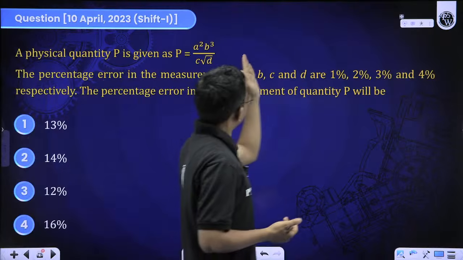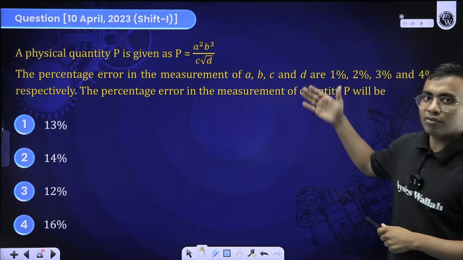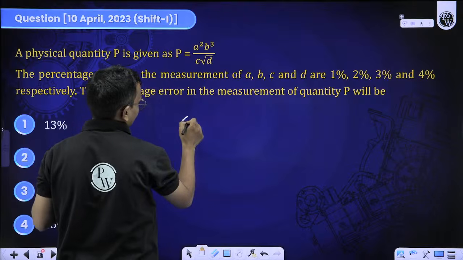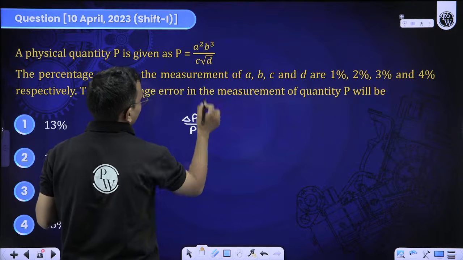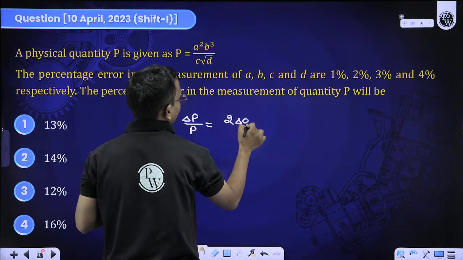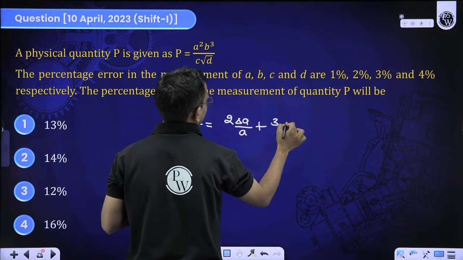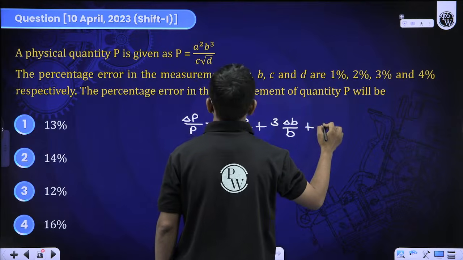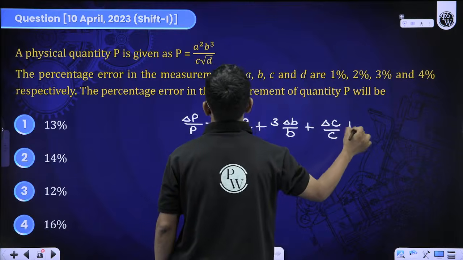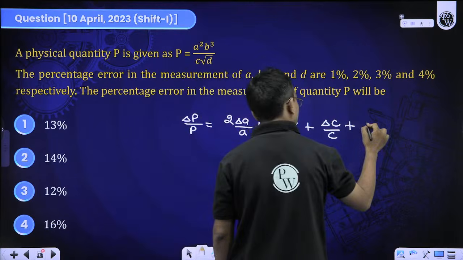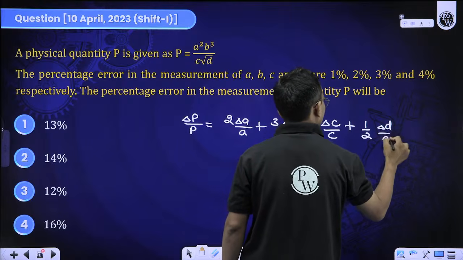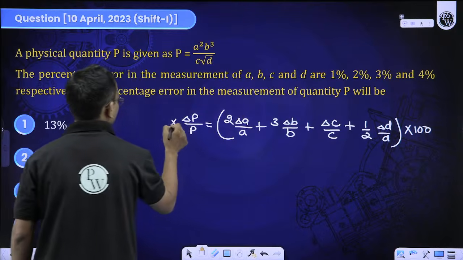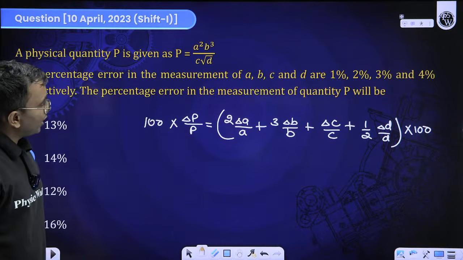Now another question is there. Here P depends upon A, B, C and D, and we have to find how much is the percentage error in P. Use this relation: delta P by P will be equal to 2 delta A by A, plus 3 delta B by B, plus C to the power -1, I'll write +1 only, maximum error, delta C by C, plus D to the power -1 by 2, I'll write as 1 by 2 delta D by D. Multiply both sides with 100.